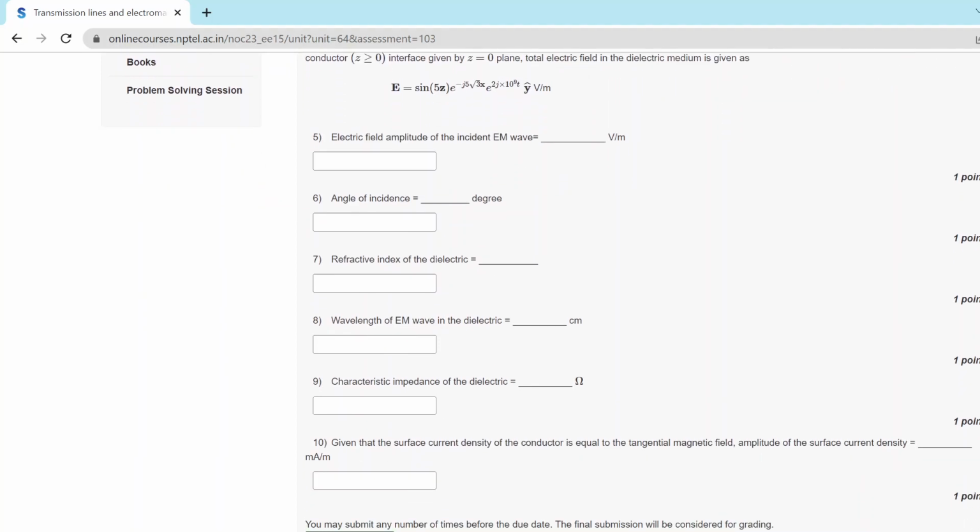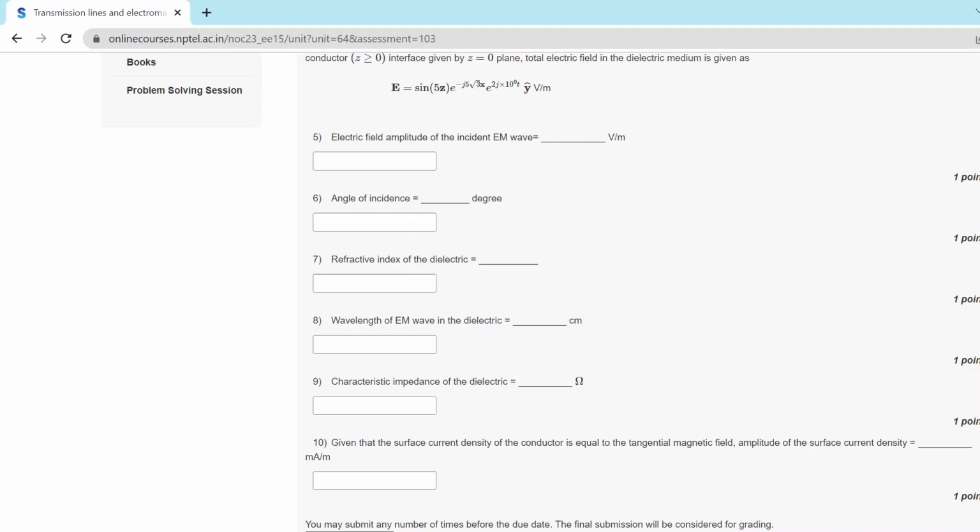Then the eighth question is on the wavelength of the EM wave. That is evident from the e raised to j omega t term in this equation, or the e raised to j beta term, you can come to the wavelength. And coming to the characteristic impedance of the dielectric, that is evident from this, we can solve this out for the characteristic impedance. What is eta?